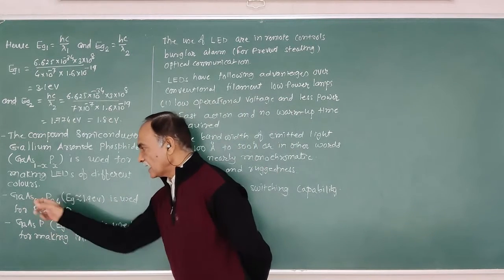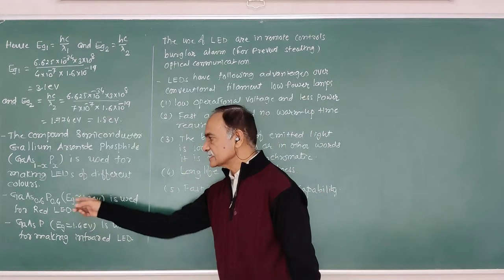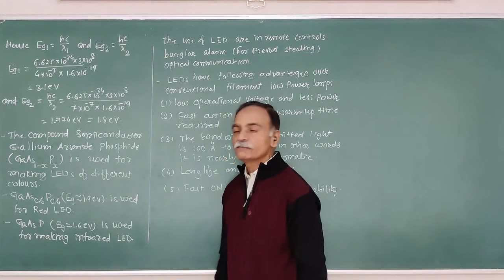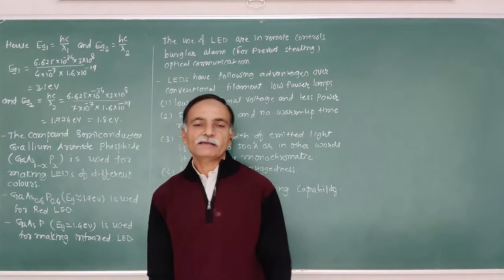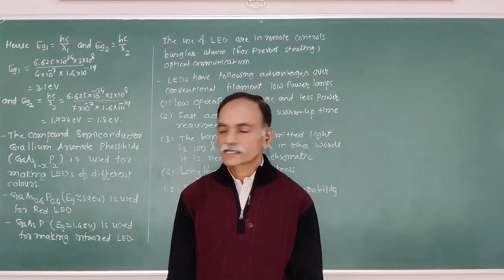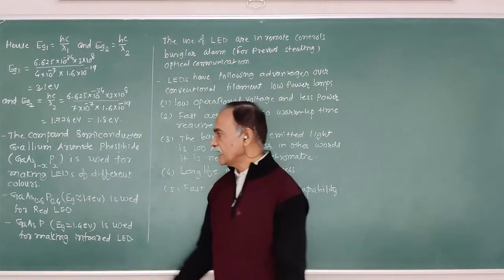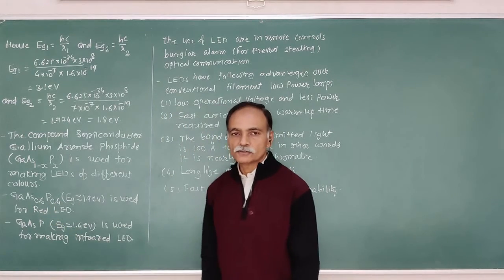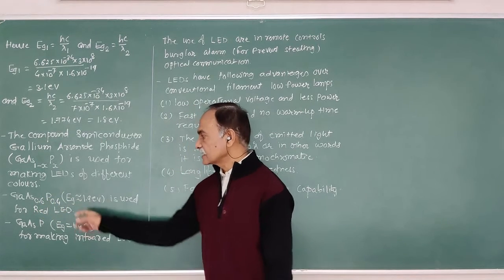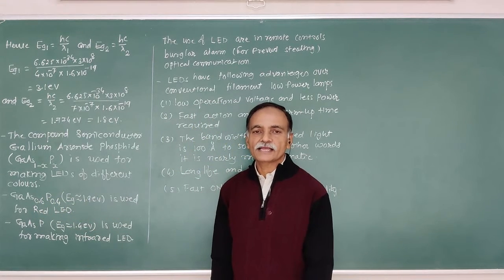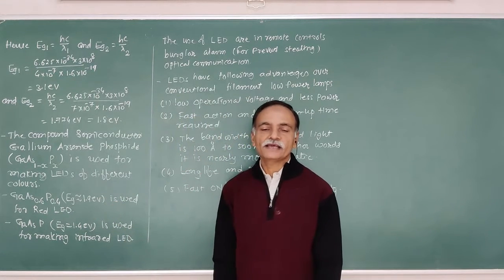Now, gallium arsenide 0.6 and phosphorus 0.4. Therefore, the band gap energy for this semiconductor is 1.9 electron volt, and it is used to prepare the red emitting LED. That means, when you take the proportion of gallium arsenide 0.6 and phosphide 0.4, the band gap energy is 1.9 electron volt. This material is used for red LED.